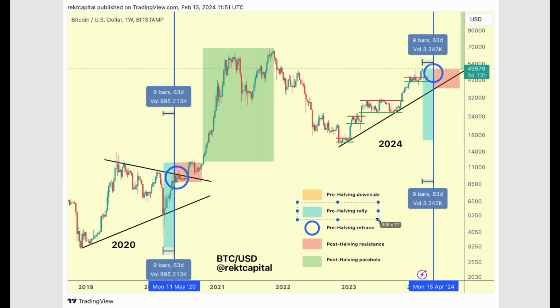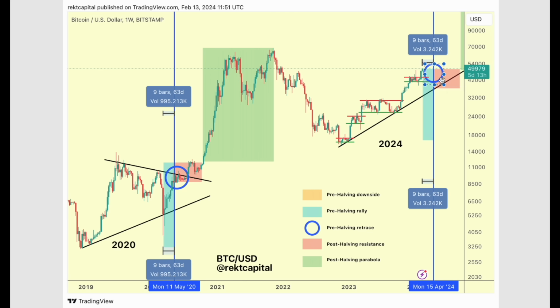So the pre-halving rally, it's well underway. We've already concluded the pre-halving downside most recently, so we're now just going through the motions, transitioning from one phase to the other, and the next phase after this pre-halving rally is going to be the pre-halving retrace. So we'll be talking about that in a bit of detail.